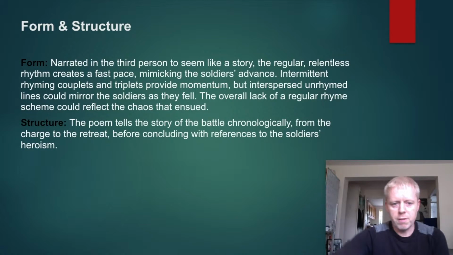Form and structure. So the form, it's narrated in the third person to seem like a story. The regular, relentless rhythm creates a fast pace, mimicking perhaps the soldiers' advance. Intermittent rhyming couplets and triplets provide momentum, but interspersed unrhymed lines could mirror the soldiers as they fell. The overall lack of a regular rhyme scheme could reflect the chaos that ensued. Remember, it's great to identify techniques, but to get the top band, you need to explore their effect. What impact do these techniques have?